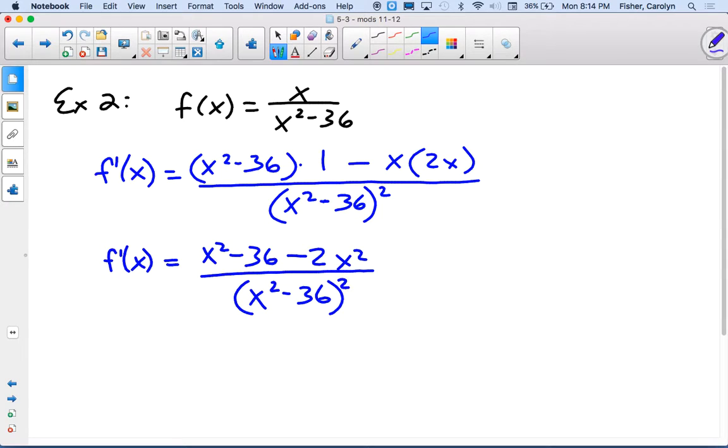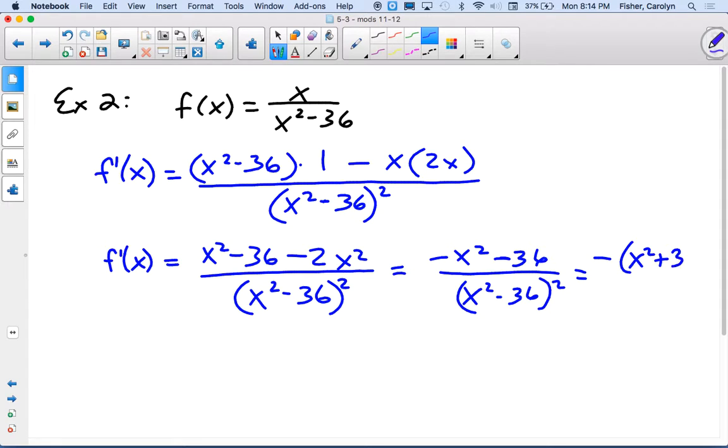I'm not going to multiply out the denominator. I'm going to try to avoid that as much as possible. It looks like my numerator is giving me x squared minus 2x squared is a negative x squared minus 36 all over x squared minus 36 squared. And I really want to cancel that, but I'm not able to. I can factor out a negative if I want, and I get x squared plus 36 over x squared minus 36 quantity squared, and that's a negative out front. So I think that's as good as I can do for my first derivative, and probably as good as I need to do.